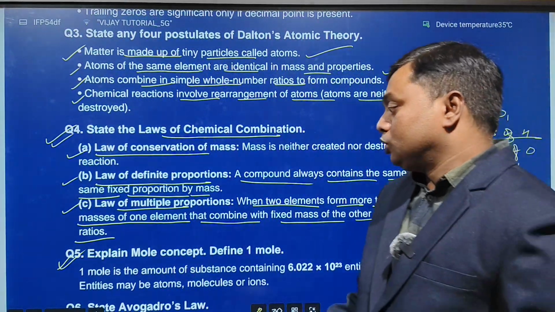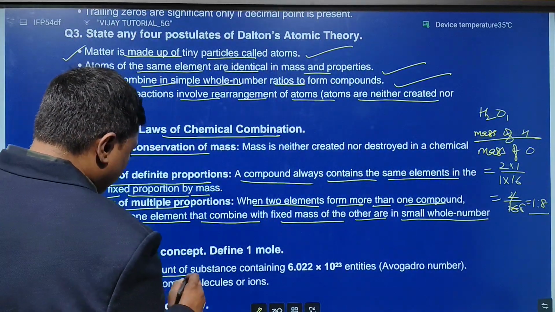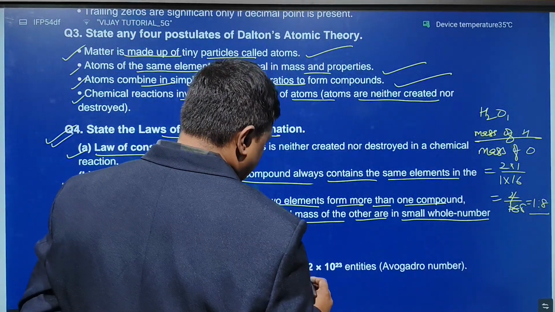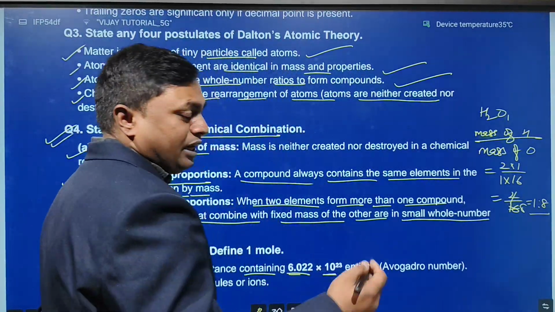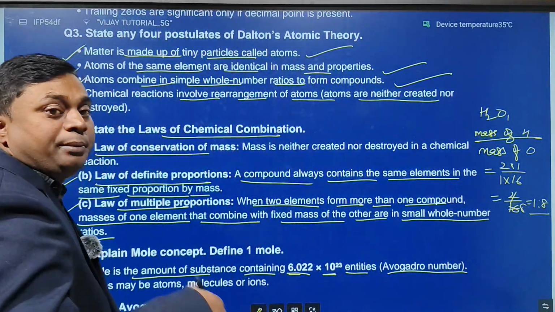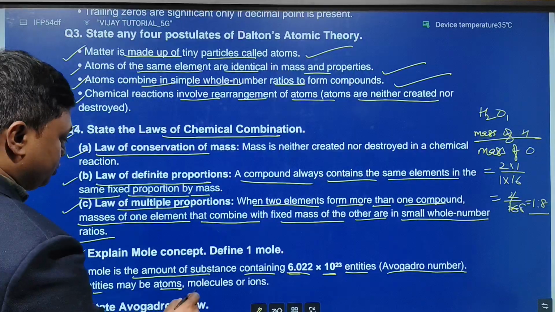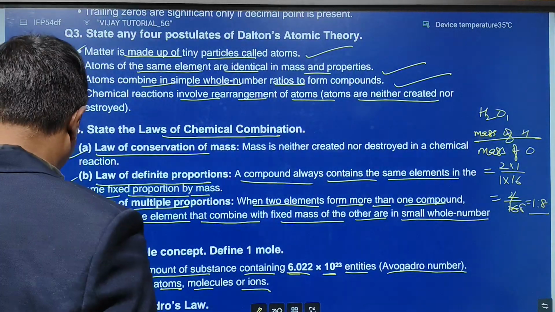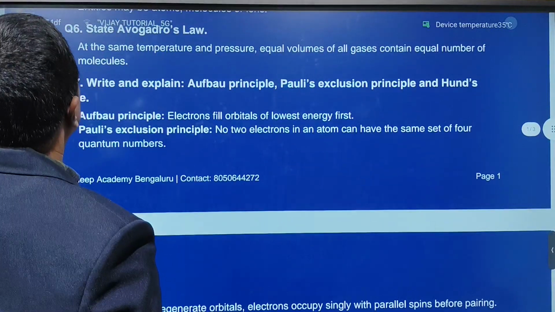Next question. Explain mole concept. Define 1 mole. 1 mole is the amount of substance containing 6.022 into 10 power 23 entities. This number is fixed. This is called Avogadro's number. It may be atoms, ions, or molecules. Yes or no? Entities may be atoms, molecules, or ions.